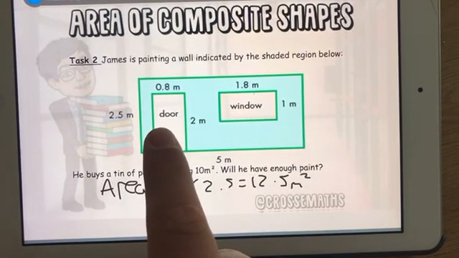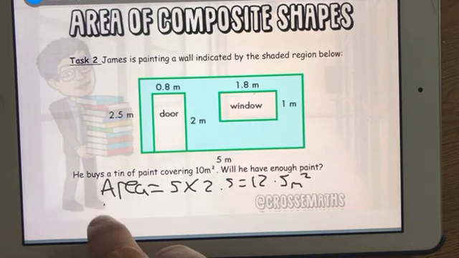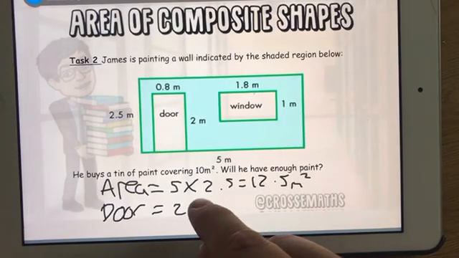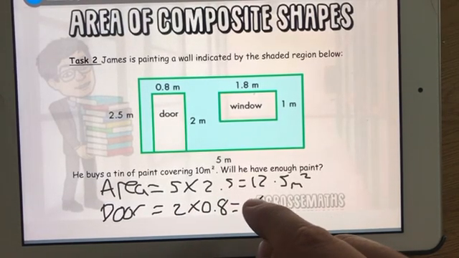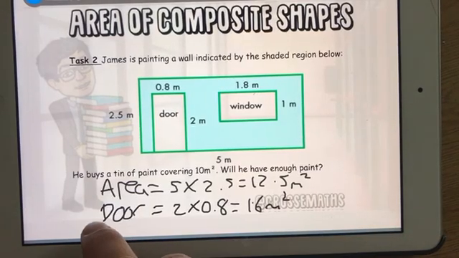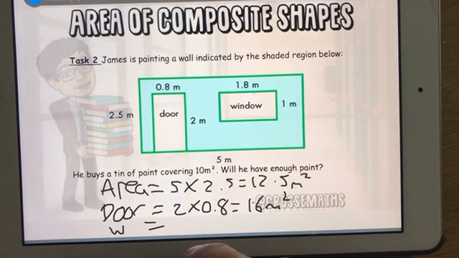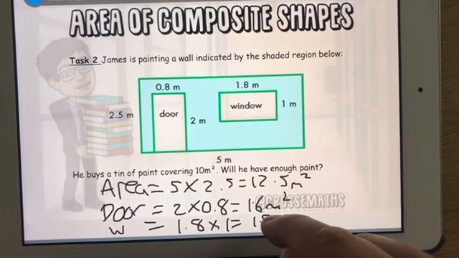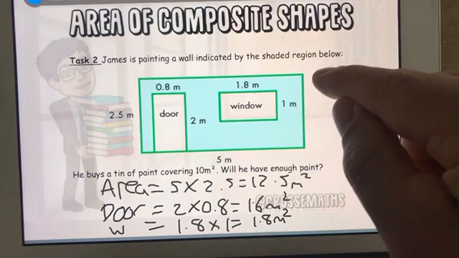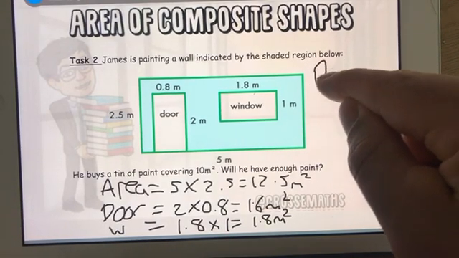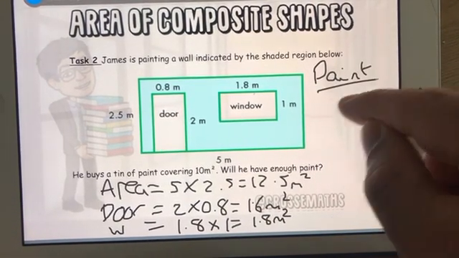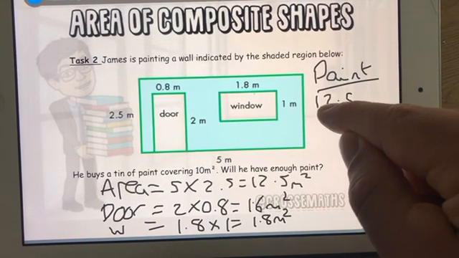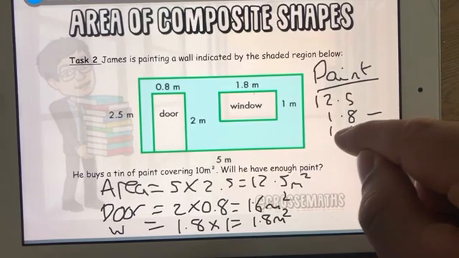Okay, I'm going to take away the area of the door and the area of the window. Door equals 2 times 0.8, which is 1.6 meters squared. And window is 1.8 times 1, which is easy. Just leaves us 1.8. If I take those away, so I've got painted area is 12.5. Take away 1.8, take away 1.6.